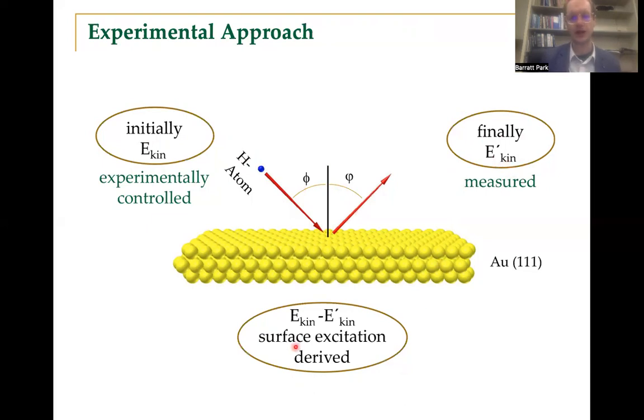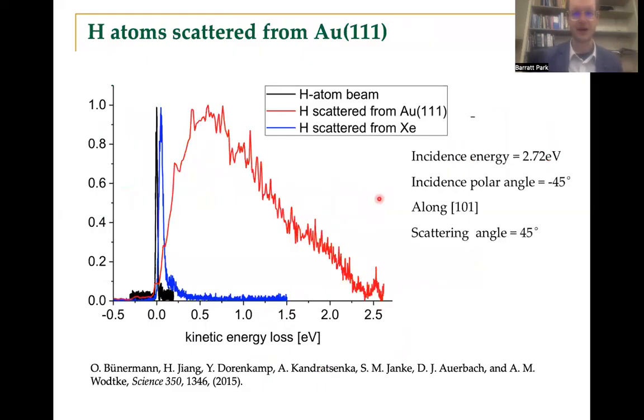And if you then look at the incident kinetic energy minus the final kinetic energy of the scattered atoms, then this difference has to be the amount of energy that was transferred to the surface. We can look here at the results of an experiment like this. In this experiment, there's an incident beam of hydrogen atoms with an incident energy of 2.7 electron volts. So on the scale of this graph, the incident energy is here.